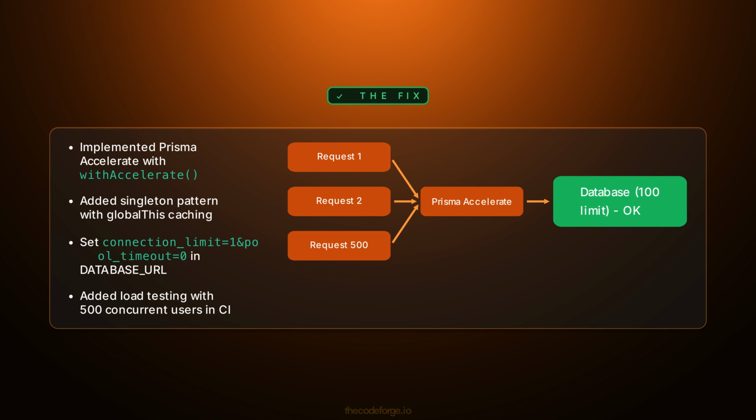Third, we set connection_limit=1 and pool_timeout=0 in the database URL, so each function only uses one connection, and Accelerate handles multiplexing. We also added load testing, with 500 concurrent users in CI, to catch this before launch.